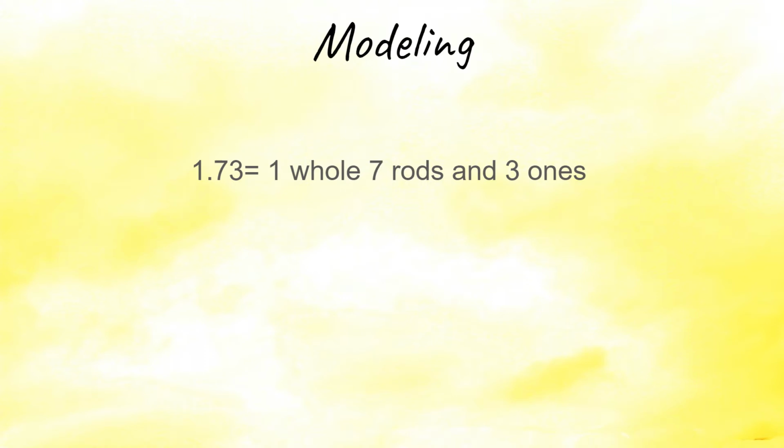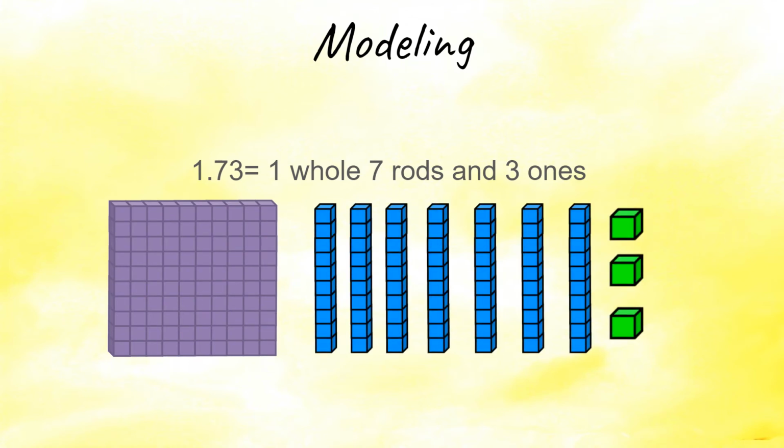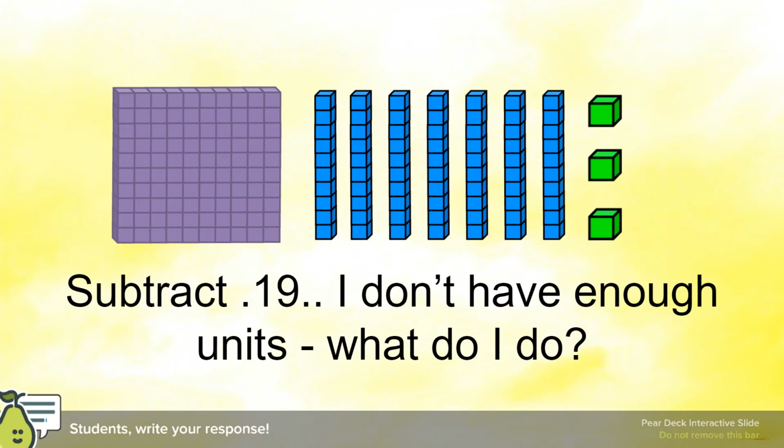So I'm going to build 1.73, which will be 1 whole, 7 rods, and 3 ones. So here's my model. Now I need to subtract 0.19, or 19 hundredths. I want to subtract 0.19, or 19 hundredths, but I don't have enough units. What do I do?